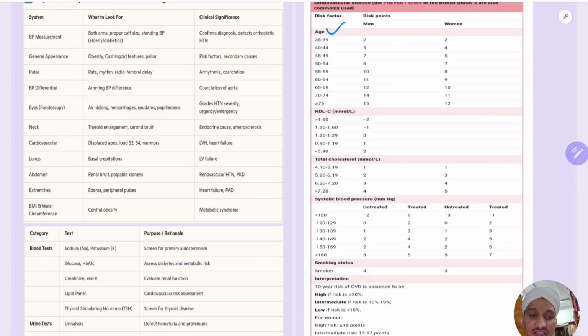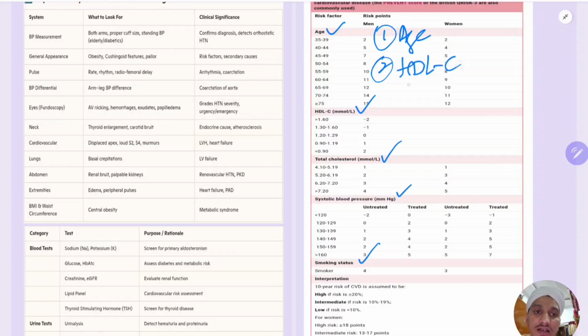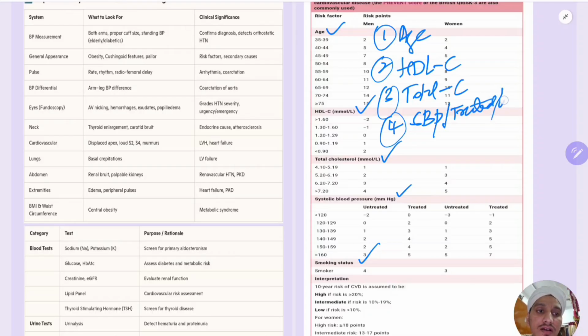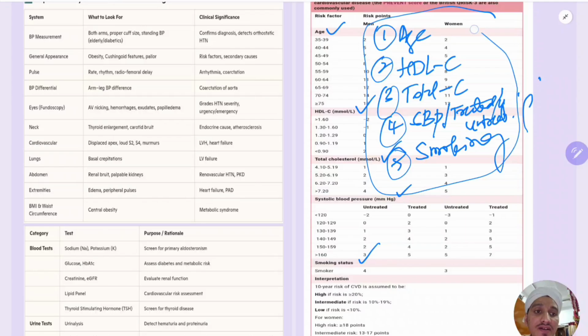In the Framingham risk score, there are five things. Number 1 is age, number 2 is HDL cholesterol, number 3 is total cholesterol, and number 4 is SBP, not DBP, whether treated or untreated. Then the fifth one is smoking status, which is very important. So these five parameters are used in the Framingham risk score.